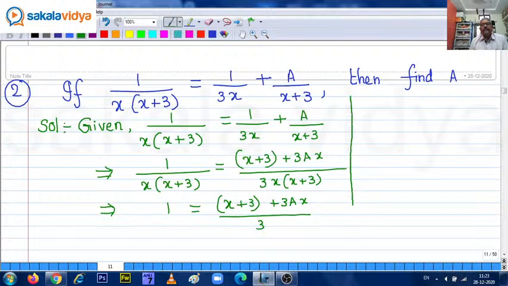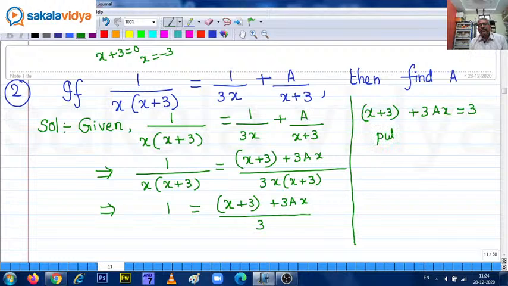So now the cross multiplication: x plus 3 times a, 3ax equal to 3. So we need to suppress x plus 3. Suppress x plus 3 means x plus 3 equal to 0. In rough part, x is equal to minus 3. Put x is equal to minus 3.